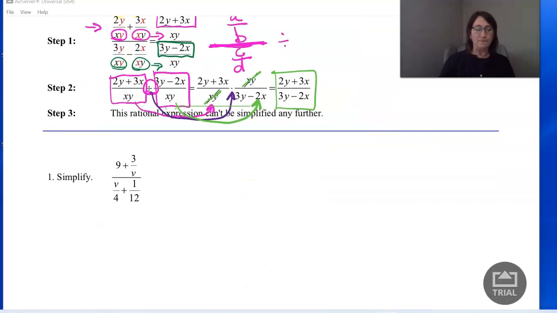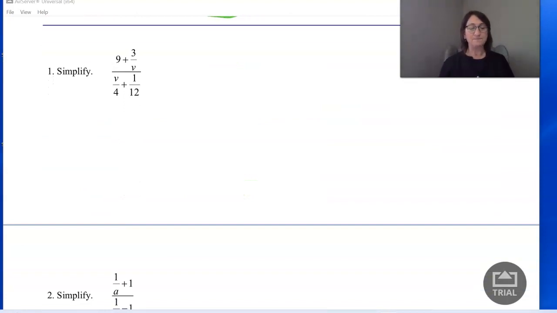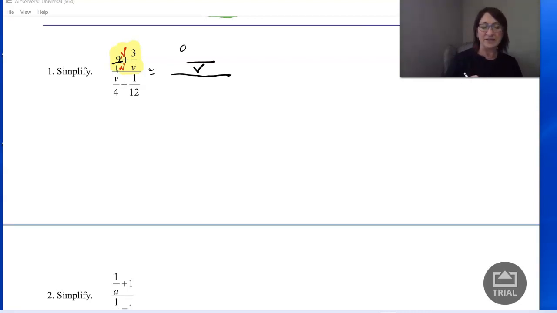Okay, so let's do this next example here. I'm just going to focus on my numerator, and I want to have a common denominator of v. If I take that integer of 9 and put it over 1, then I have a fraction and a fraction. My common denominator of v can be achieved if I just multiply that first fraction by v over v. So now I'm going to rewrite this as I've got v in the bottom, and then it's 9v plus 3 in that numerator.